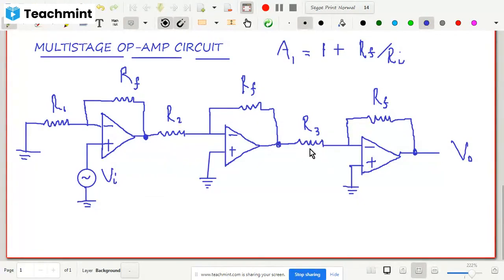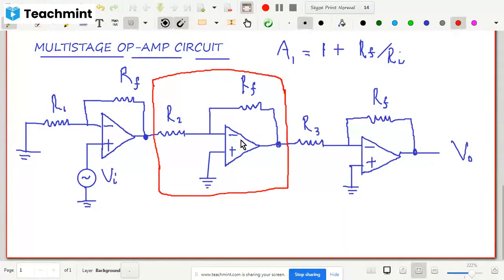Now what is the gain of the second stage? You look at the second stage here now. What type of amplifier is this? Is it an inverting or non-inverting amplifier? First, tell me. So the output of the first stage is the input here, and the input is given to the negative terminal. That means this is an inverting amplifier.